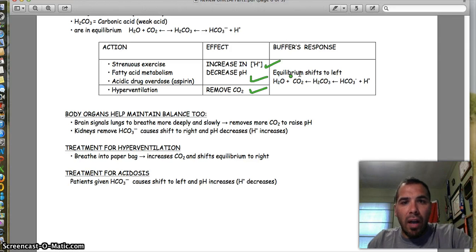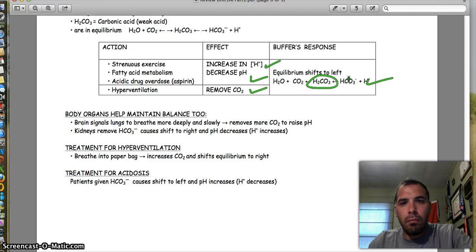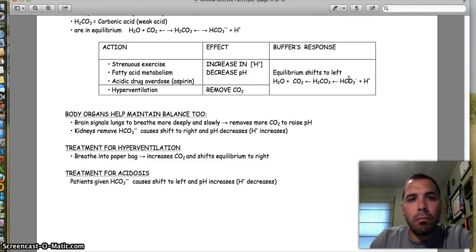So the buffer's response is that the equilibrium shifts to the left. So H2O plus CO2 will give us our carbonic acid, and then that carbonic acid will release these hydrogens here, and you're left with bicarbonate. Some of you got it, some of you don't yet.